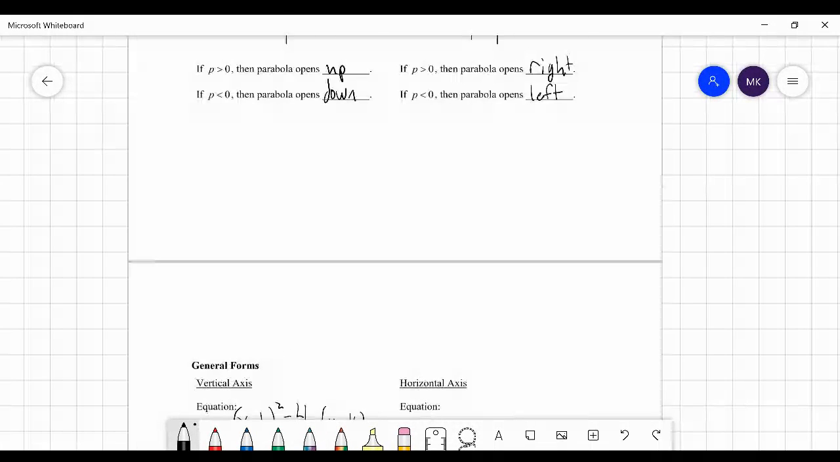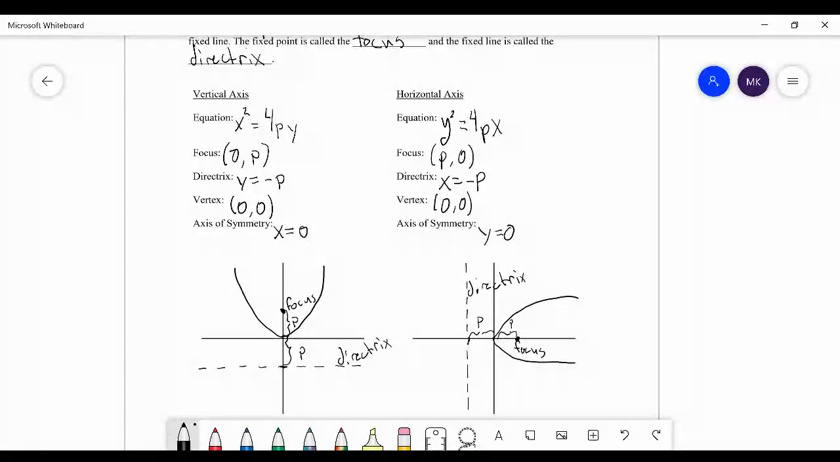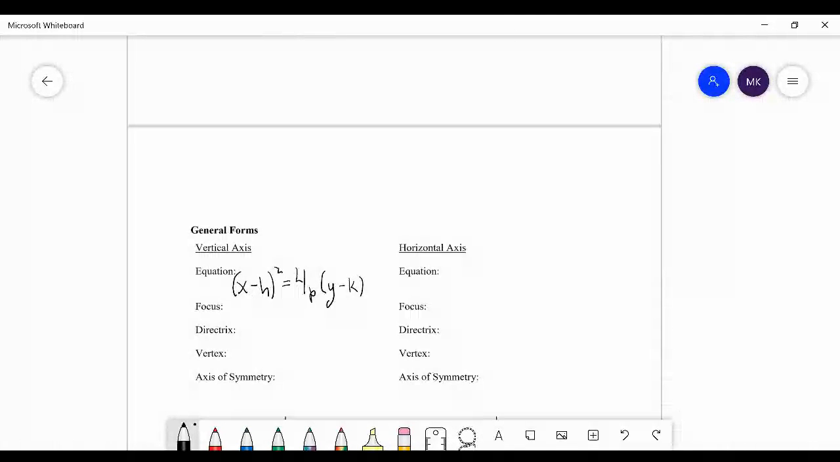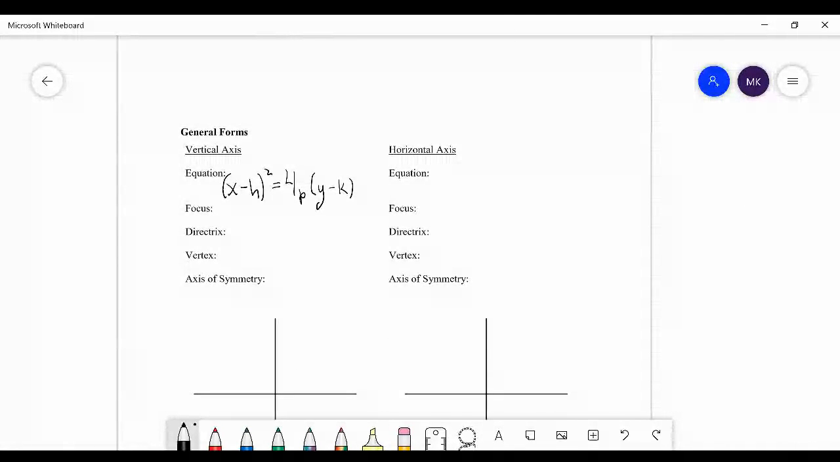And so if we go back up here to what we had, our focus was at (0, p). Because we've moved h units in the horizontal direction and k units in the vertical direction, our focus that was at (0, p) is now going to be at (h, k plus p). If you think about that, we took the point (0, p) and moved it h units horizontally and k units vertically, so it changed to (h, k plus p).